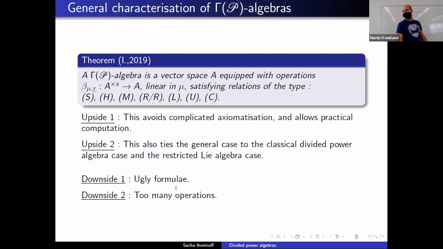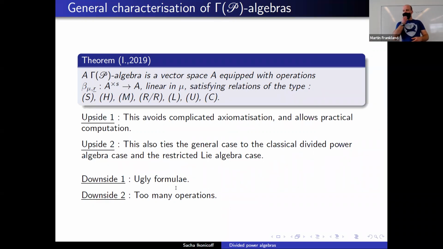A gamma P algebra is the same thing as a vector space A equipped with a huge family of operations mu R, of arity whatever the length of that partition R is, that satisfy a list of relations, which I have hidden under the rug because they're quite complicated, but I've put them at the end of my slides. So if you want to see them, I can show them later. They look like symmetry, homogeneity, monomiality, reduction with respect to repetition of inputs, Leibniz, unitality, and composition, just like in the classical case of divided powers.